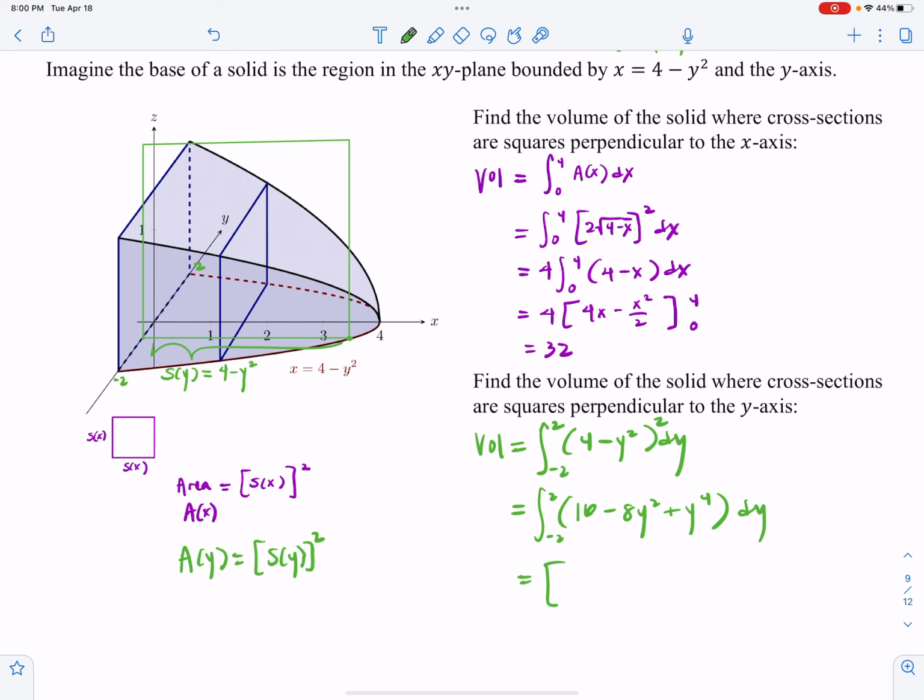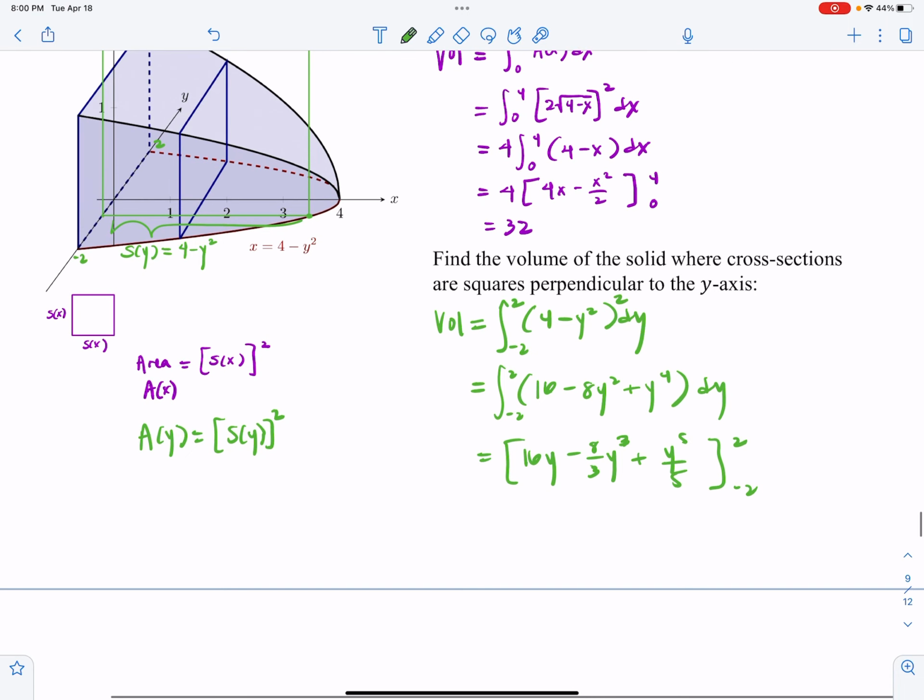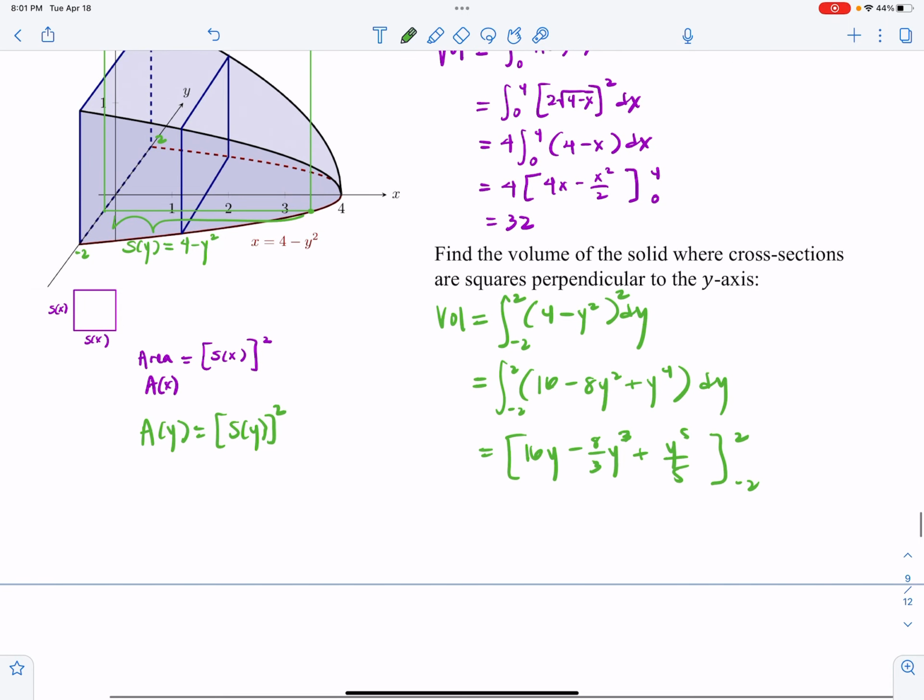And then we can integrate. Now we're ready to integrate. So that is 16y minus 8/3 y cubed plus y to the 5th over 5 from -2 to 2. Once you apply the first fundamental theorem of calculus, so that evaluated at 2 minus that evaluated at -2, you should get 512 over 15. So you can double check that that works out.